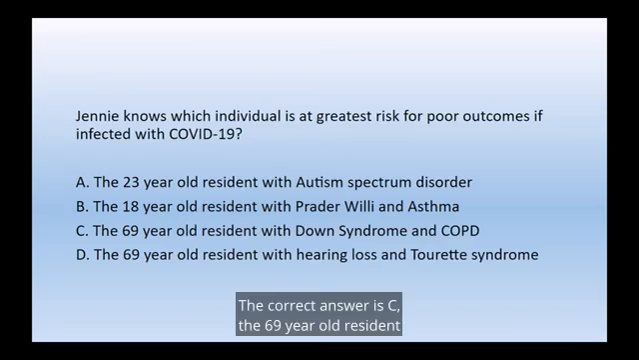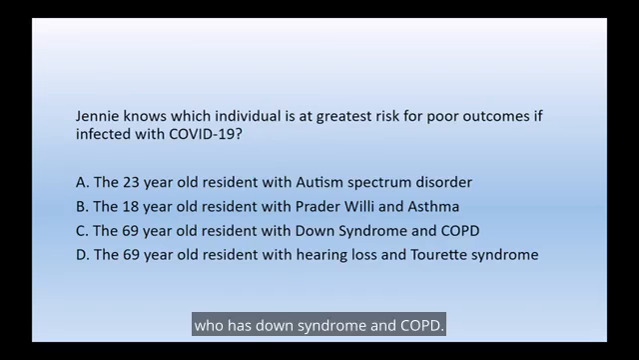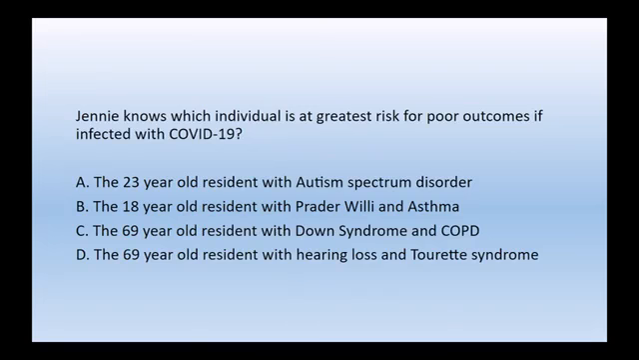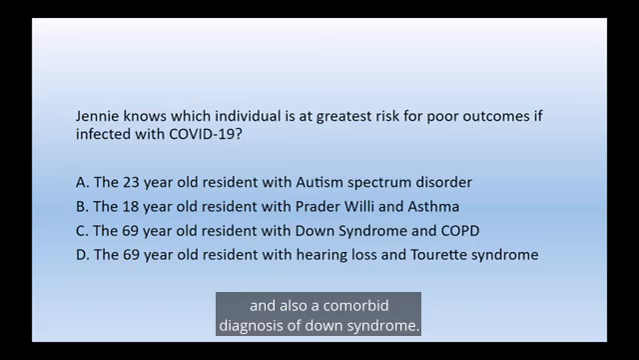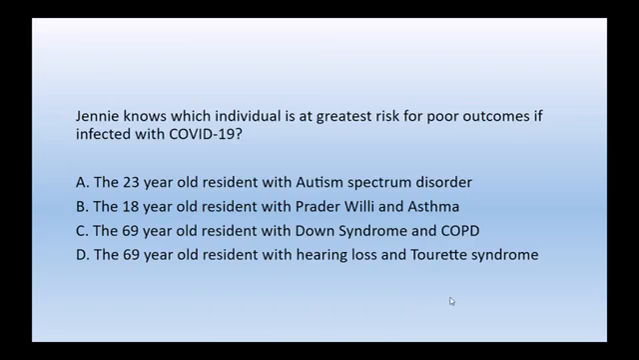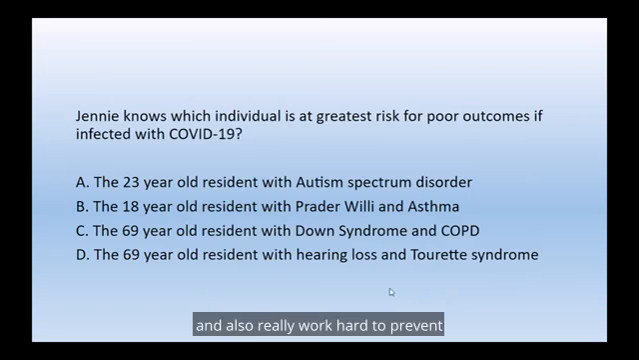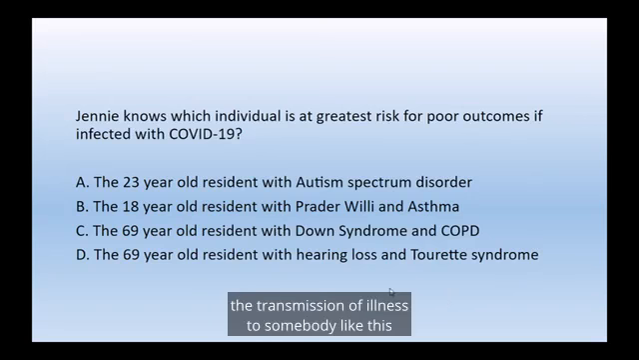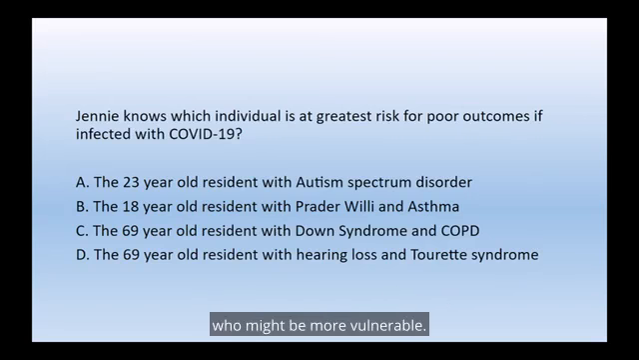The correct answer is C, the 69-year-old resident who has Down syndrome and COPD. This resident is over 65 and has a chronic condition, COPD, and also a comorbid diagnosis of Down syndrome. So this is somebody that we would want to keep a really close eye on for any symptoms of illness, and also really work hard to prevent the transmission of illness to somebody like this who might be more vulnerable.